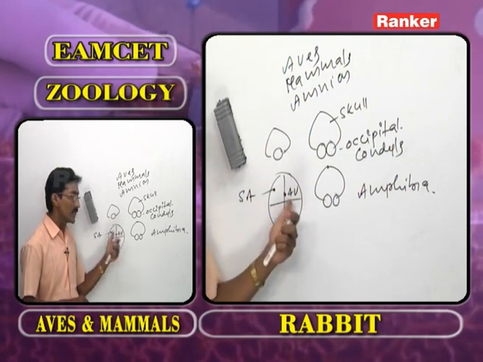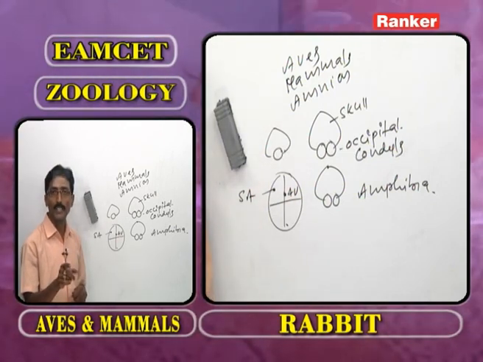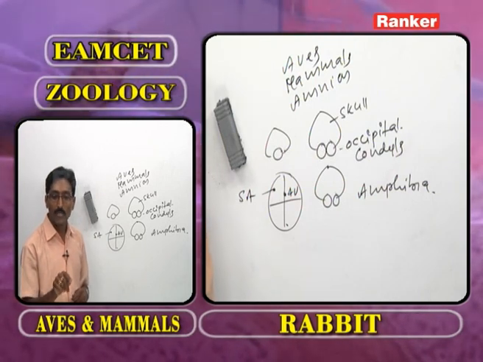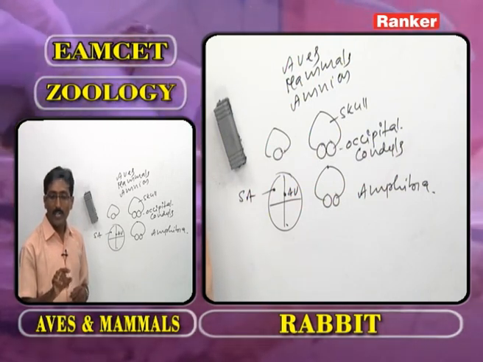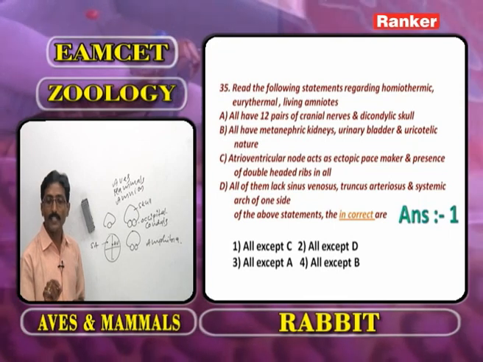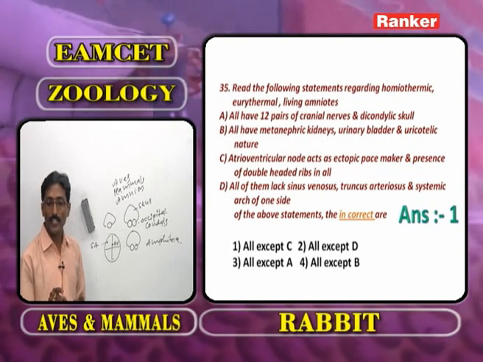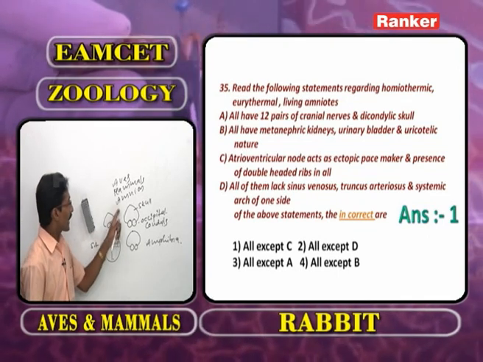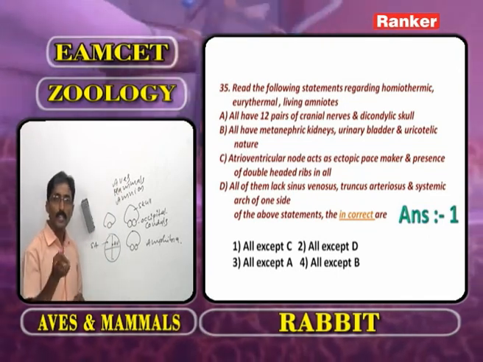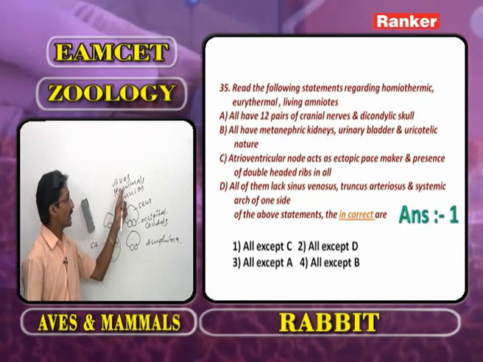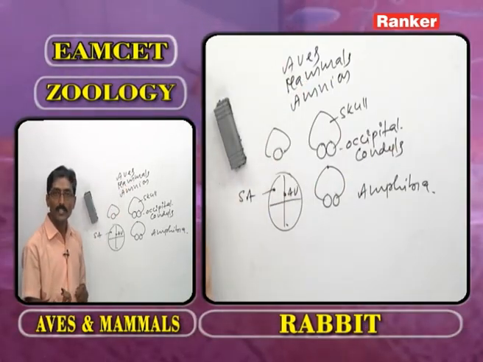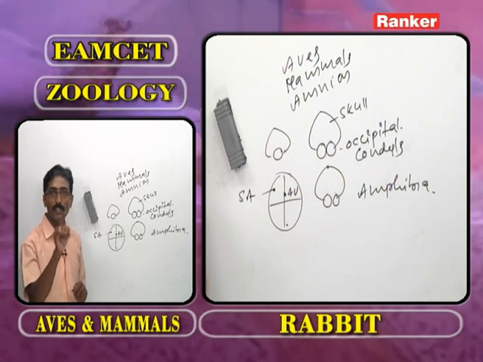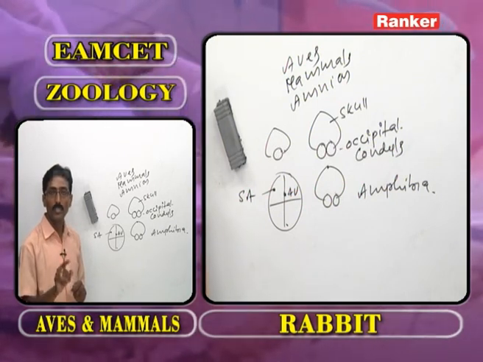What about the fourth one? All of them lack sinus venosus, truncus arteriosus, and systemic arches of one side. But in case of aves, the right systemic arch is present. In case of mammals, the left systemic arch is present. So based on this information, first, second, fourth are wrong. Only the correct one is the third option. Now we go for the last question.